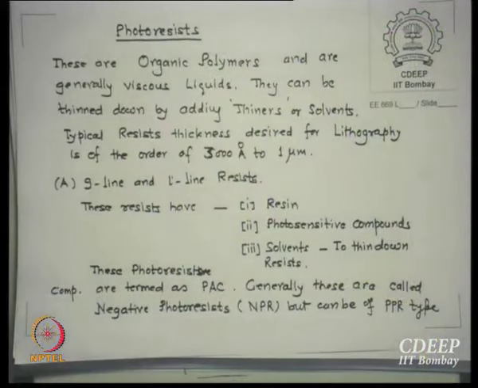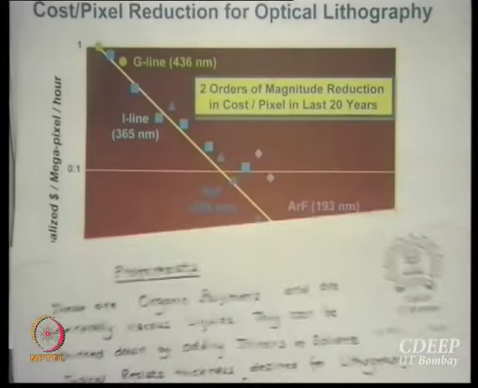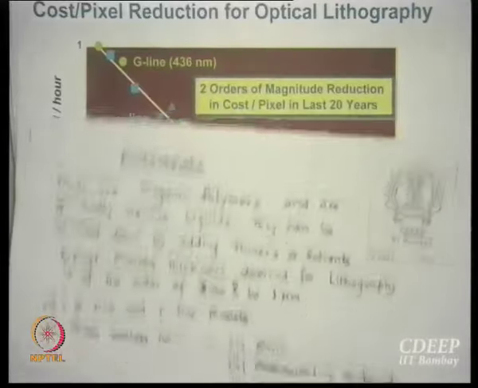Photoresists are organic polymers and are generally viscous. They can be thinned down by adding thinners or solvents. Typical resist thickness desired for lithography is on the order of 3000 angstrom to a micron. These days people are trying to reduce this to 1000 angstroms, but not successfully. There are two wavelengths of light which have been tried. One is called G-line resist, the other is I-line resist. One is 436 and the other is 365 nanometers.